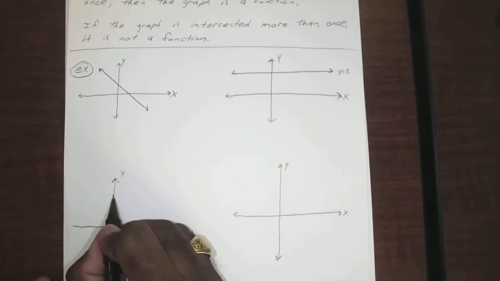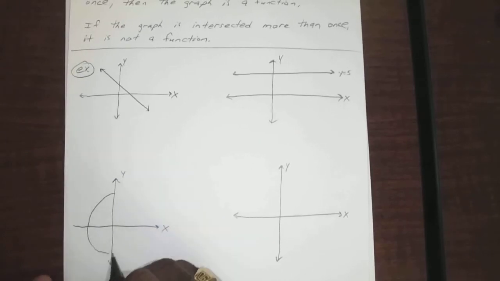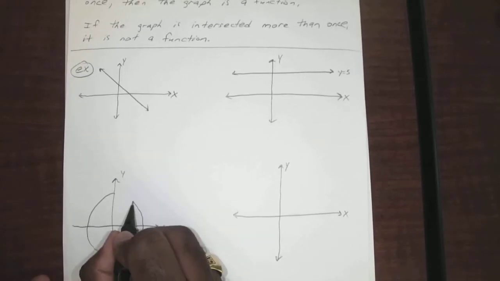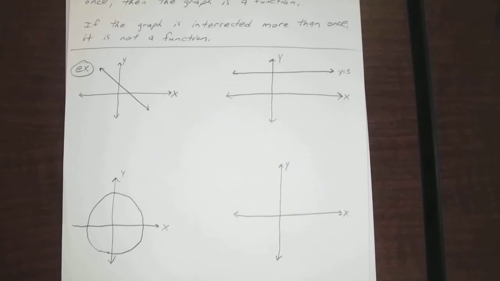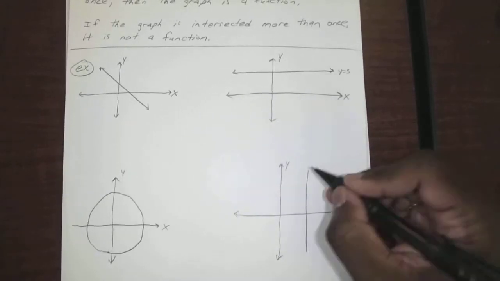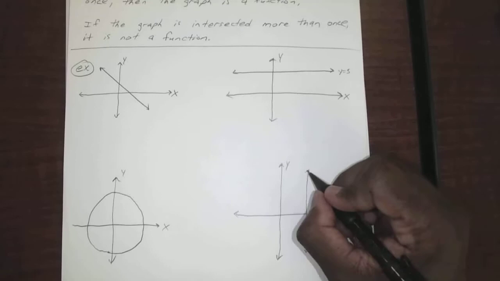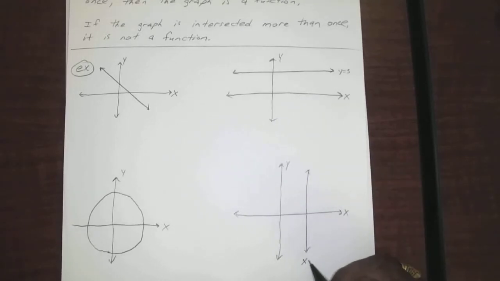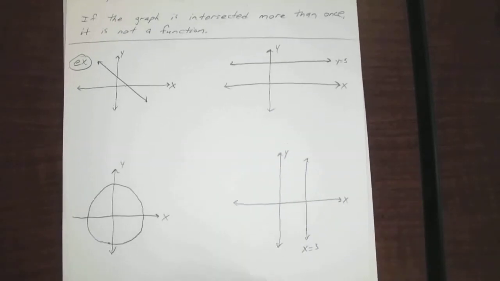Say for this one, it's a circle, somewhat circle object. Say for this one, this is just a vertical line, x equals 3.